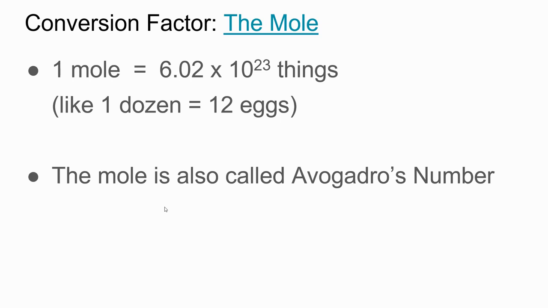1 mole is 6.02 times 10 to the 23rd things. This is confusing sometimes because we have scientific notation, this weird number. But if I just think of 1 dozen is 12, 1 mole is 6.02 times 10 to the 23rd. It's the same thing. If it's overwhelming, if it doesn't make sense, just go back. Oh, I know what a dozen is. 1 dozen is 12. 1 mole is the same thing. It's just a conversion factor.